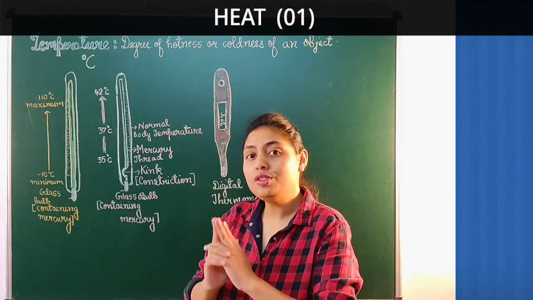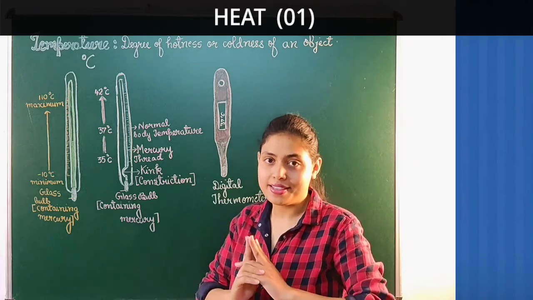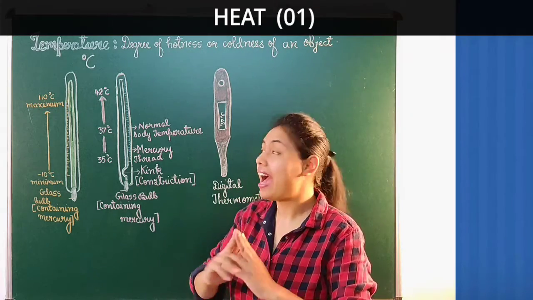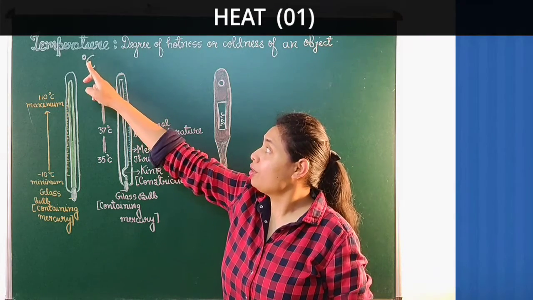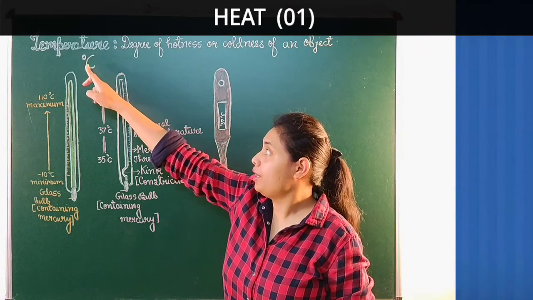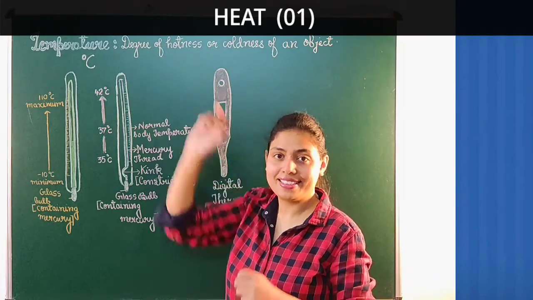Children, the temperature is expressed in the unit of degree Celsius. In short form, it is written as this. Small circle on the top denotes degree, whereas Celsius is denoted by capital C.